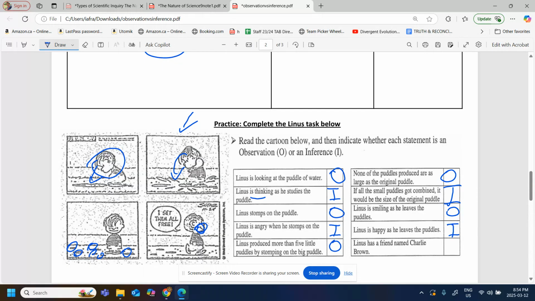We don't know. Linus has a friend named Charlie Brown. Well, we're inferring that this is the same Linus from the comic strips that you might read or you might have heard of. So at that point, that's an inference, unless we see Charlie Brown there and Linus actually tells us he has a friend named Charlie Brown. We don't know that. So that's also an inference.